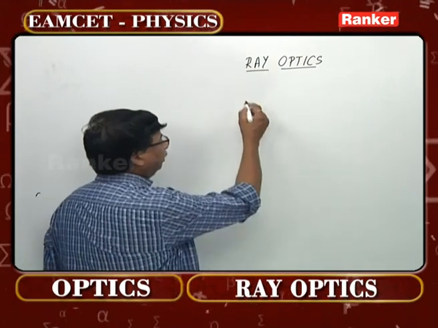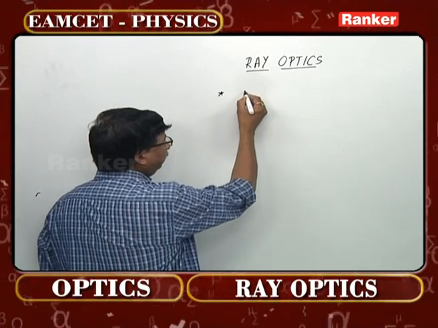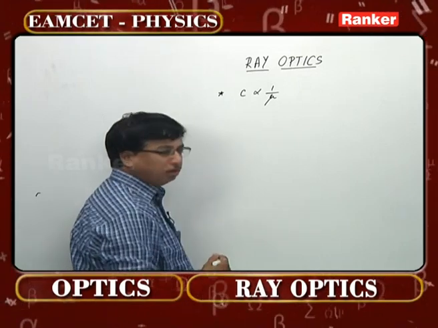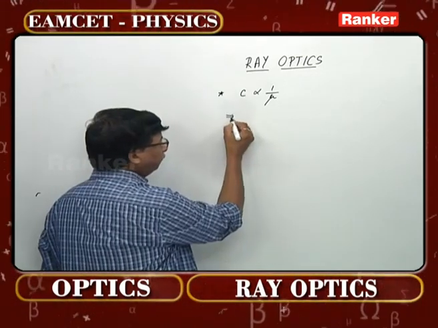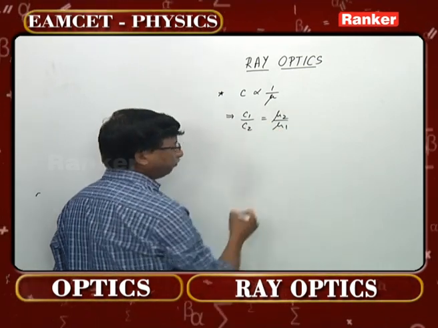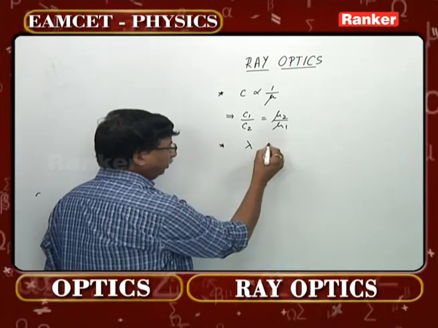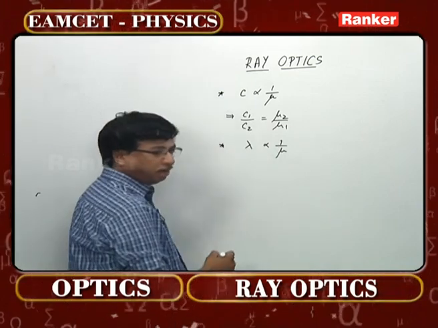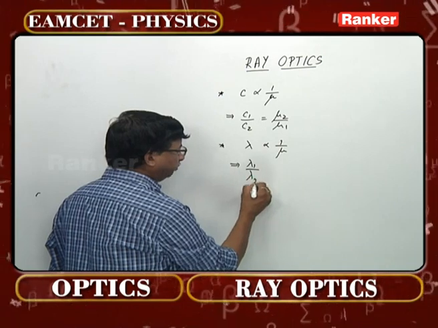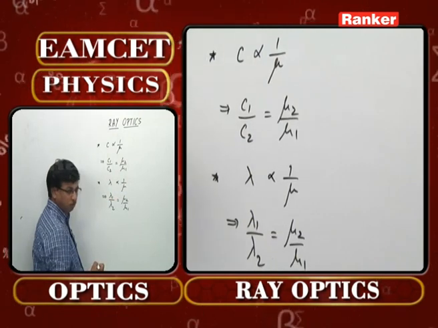Ray optics, when we consider, mainly we have to remember that velocity of light is inversely proportional to the refractive index of the medium. In other words, we can say C1 by C2 is equal to mu2 by mu1. In the same manner, wavelength of light in a medium is inversely proportional to the refractive index of the medium. In other words, lambda 1 by lambda 2 is equal to mu2 by mu1. These are the basics first of all.